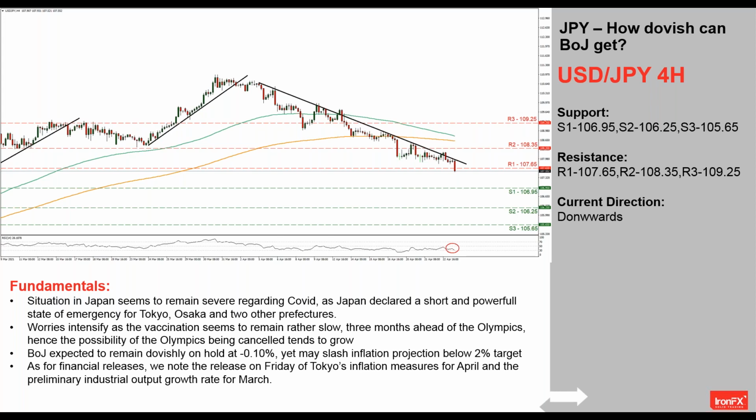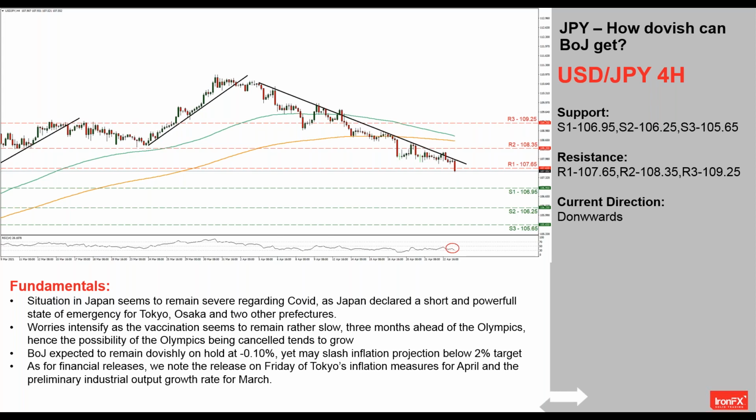The new measures are to be applied from the 25th of April to the 11th of May, and a press conference is to be held by Prime Minister Suga to explain the situation later today, Friday. Also, our worries intensify as the vaccination seems to remain rather slow, 3 months ahead of the Olympics. Hence, the possibility of the Olympics being cancelled tends to grow.